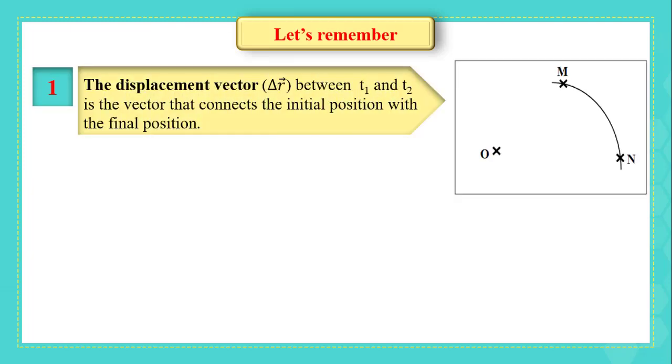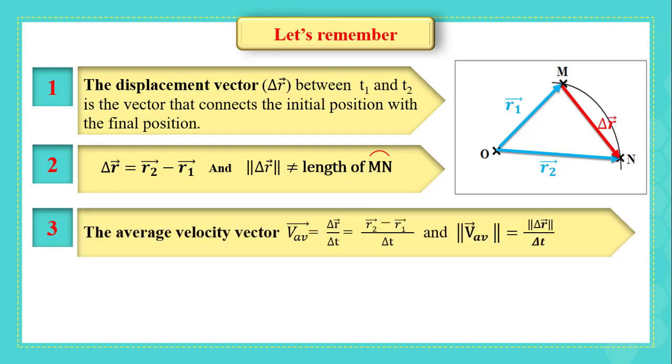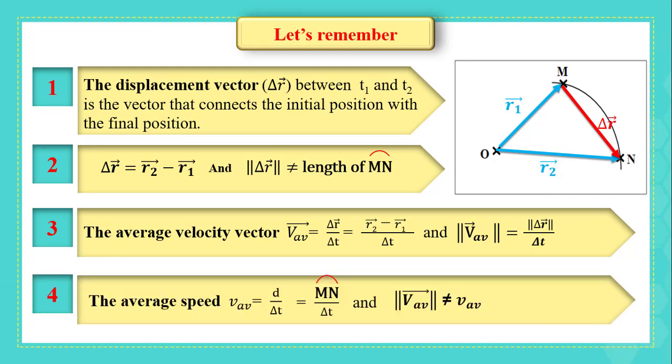The displacement vector delta r between t1 and t2 is the vector that connects the initial position with the final position. Delta r is equal to r2 minus r1, and the magnitude of delta r is different from the length of an arc. The average velocity vector is equal to r2 minus r1 divided by delta t, and its magnitude is equal to the magnitude of the displacement vector divided by delta t. And finally, the average speed is equal to the length of the arc divided by delta t, and keep in mind that the magnitude of the average velocity is different from the average speed.